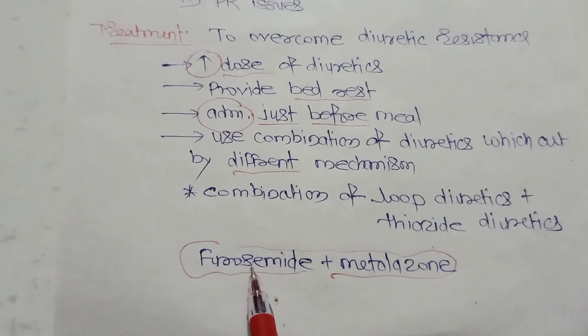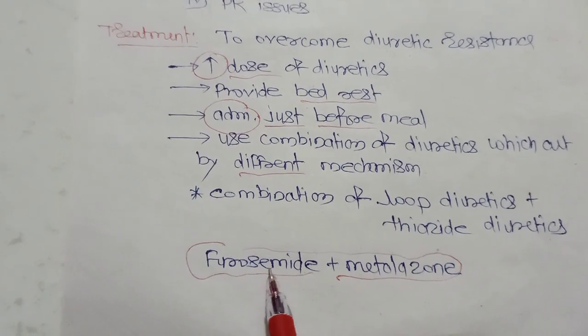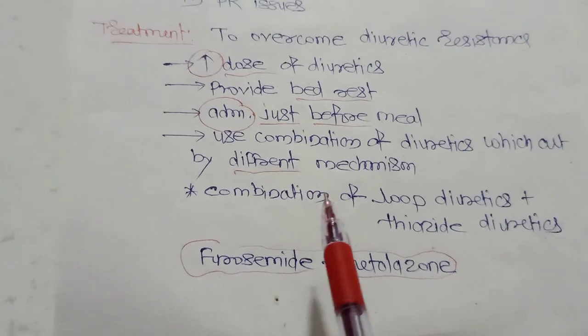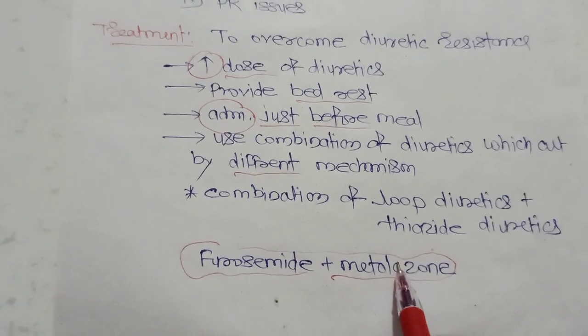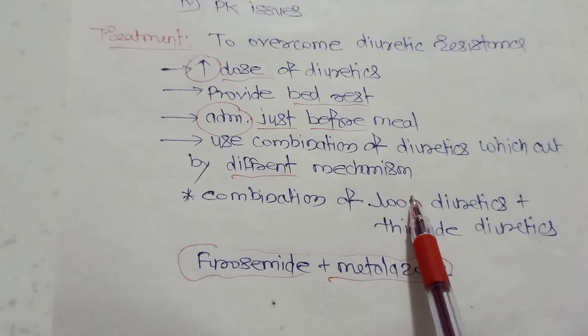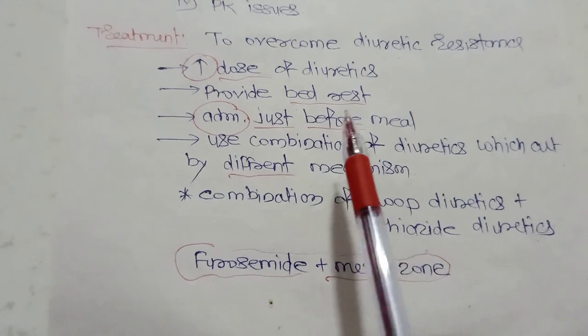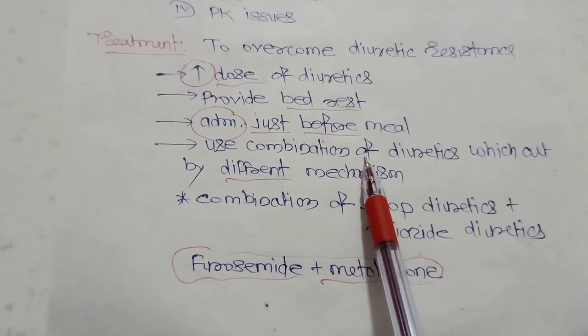The best example is furosemide with metolazone. Furosemide along with metolazone, meaning loop diuretic along with thiazide diuretic, is the best combination to overcome diuretic resistance.